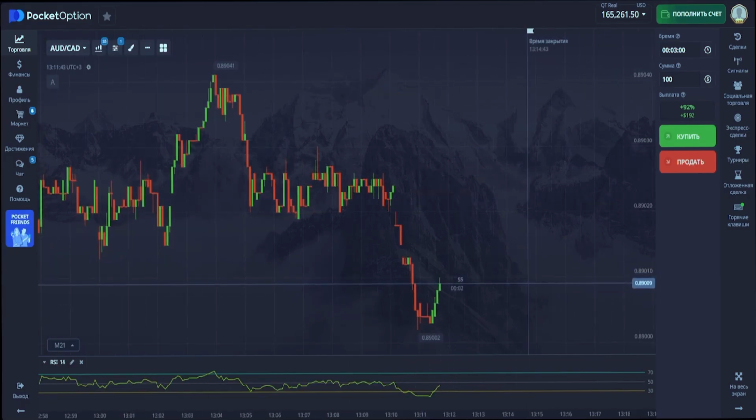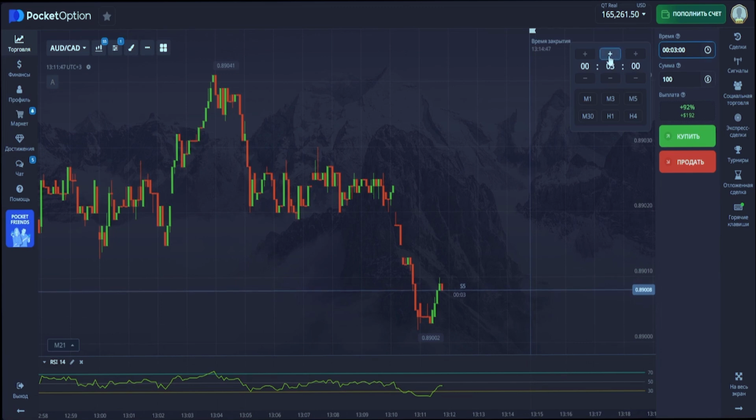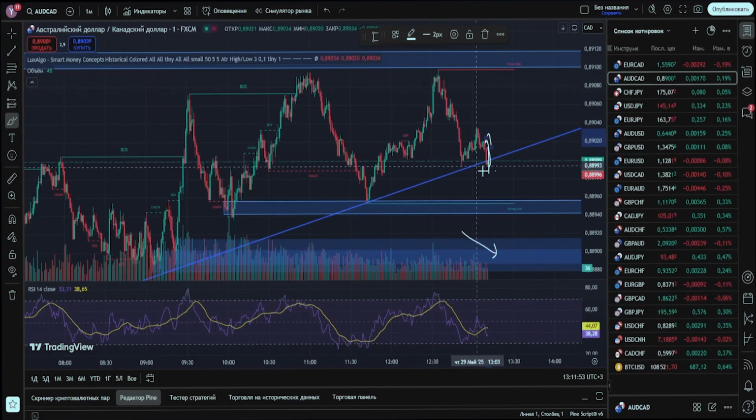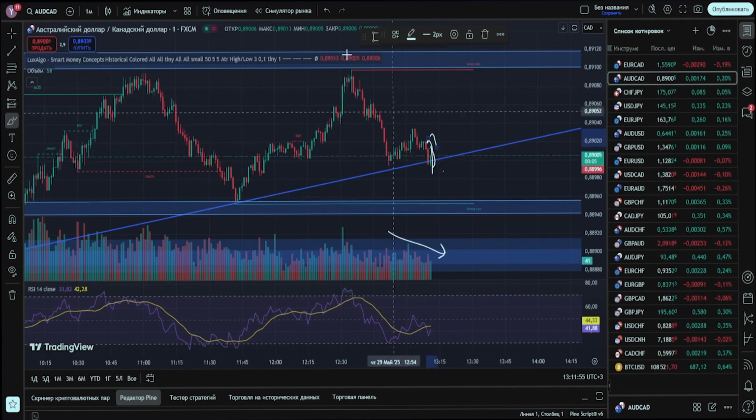So this pair is already open for us. Expiration refers to the time frame for which we enter the trade. Here you can open a position for 3 to 5 minutes. Let's go for 3 minutes right now, $100 up. Most likely an upward movement will start from the support zone now.